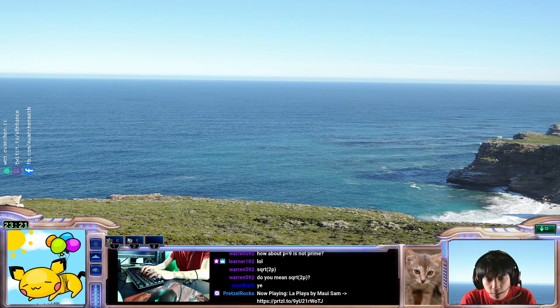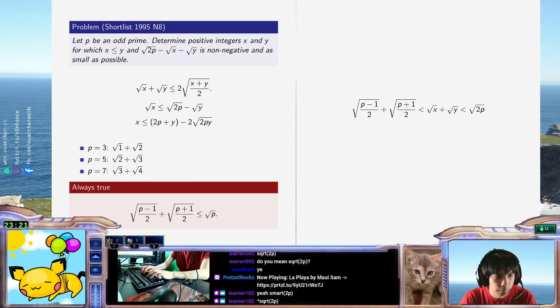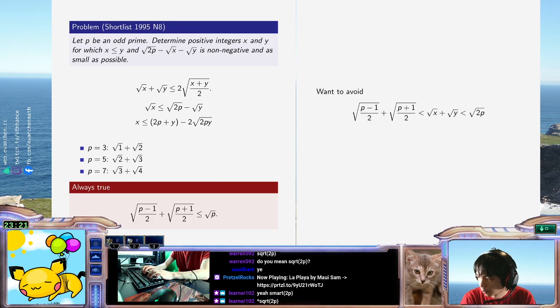Dang it. Every time I have a square root inside a fraction, I always make a typo, where I put the curly brace in the wrong place. And then everything burns. Oh, root 2p, that's what you meant. Yes, let's just say root 2p.